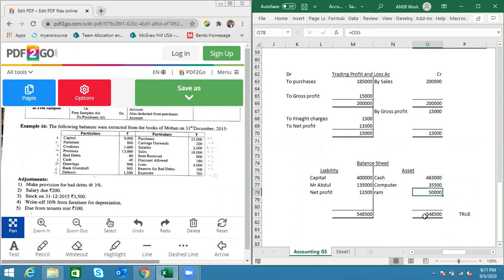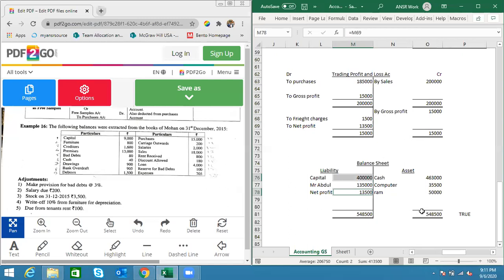And we have also told them that we have a liability on the other side, because of which we have to pay Mr. Abdul 135,000. And to the owners, you are seeing, you invested 400,000 with us. Now you have 13,500 more because we made a profit during the year.